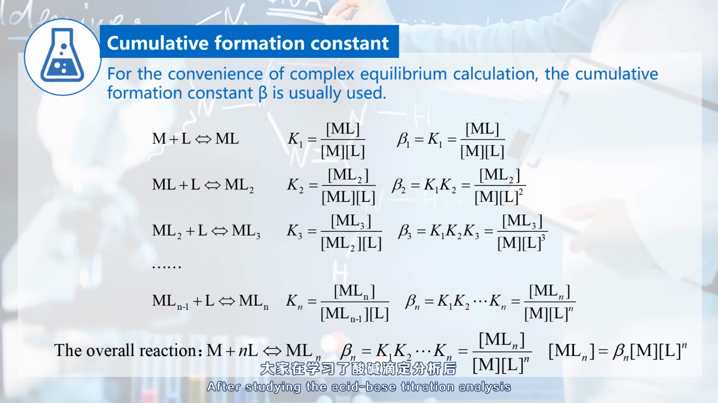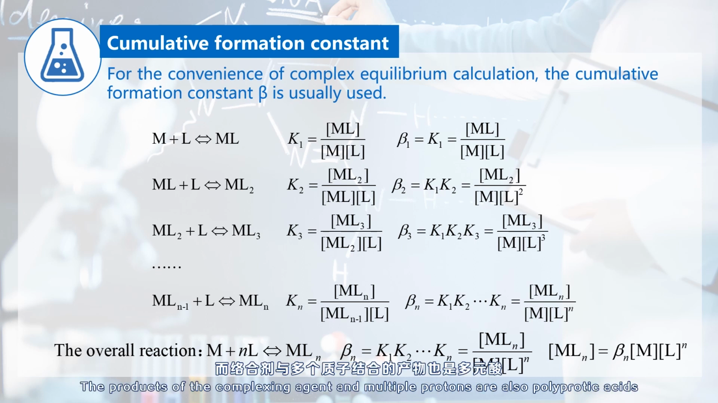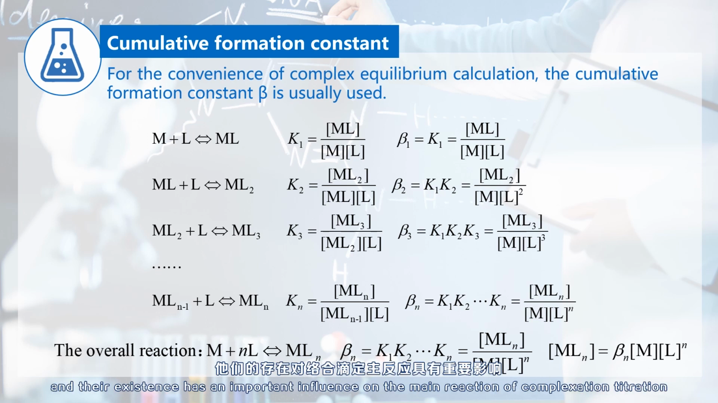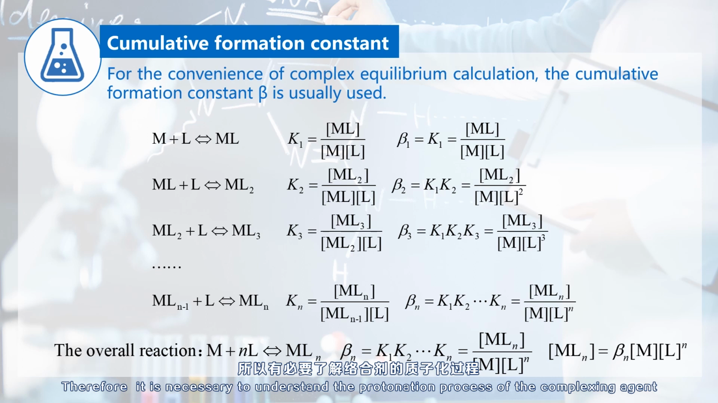After starting the acid-base titration analysis, we know the distribution of polyprotic acids is important. The complexing agent and many ligands are also polyprotic acids, and their existence has an important influence on the main reaction of complexation titration. Therefore, it is necessary to understand the protonation process of the complexing agent.